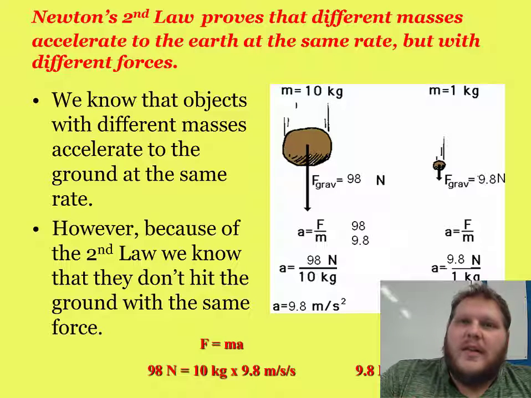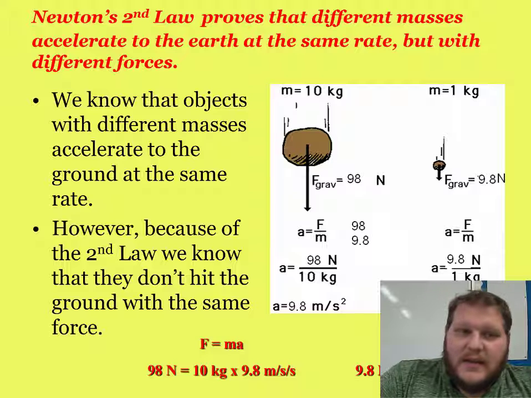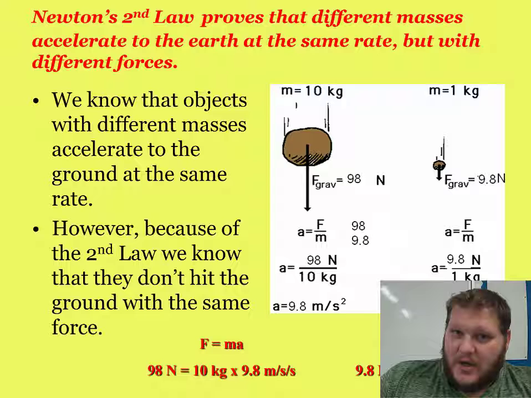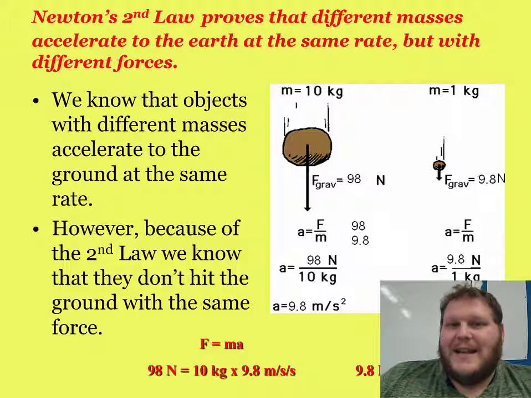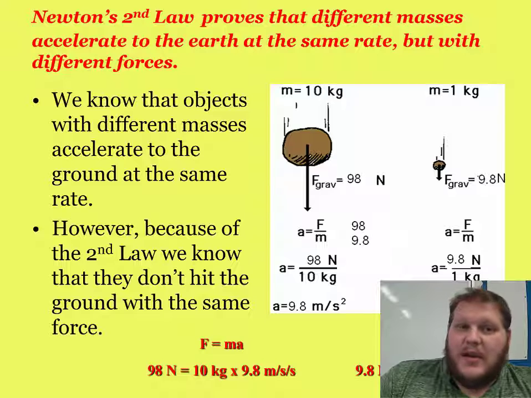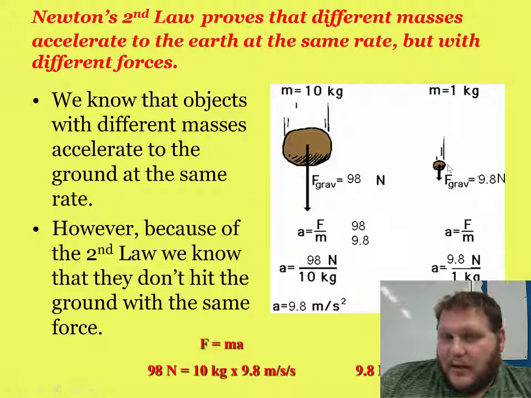There are people who still think that because they fall at the same rate, they're acted on by the same force, which is not true. Because they accelerate at the same rate, 9.8 meters per second squared, the force acting on them does depend on the mass of that object. We can see here this big rock has a mass of 10 kilograms, while the small rock has a mass of 1 kilogram.